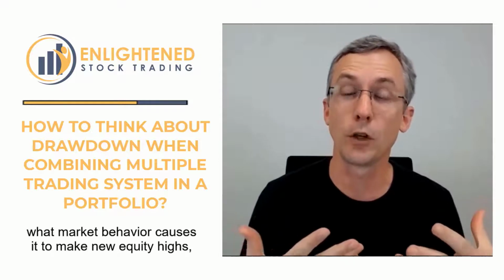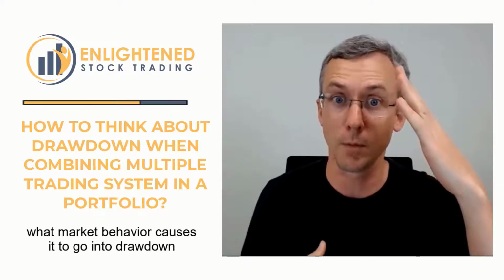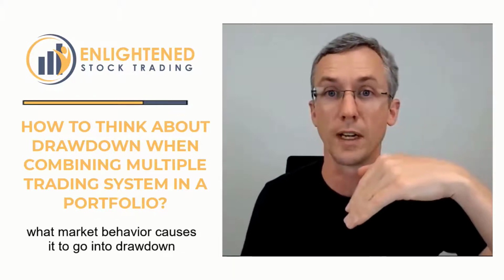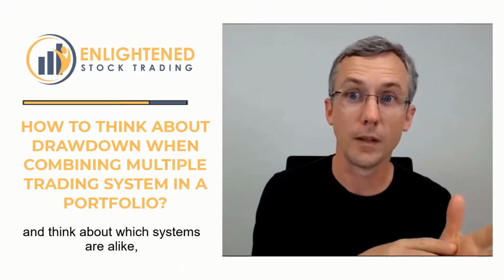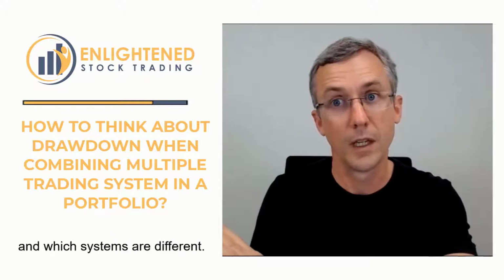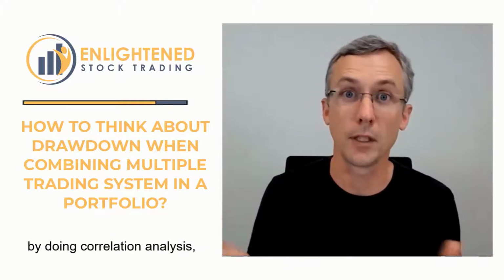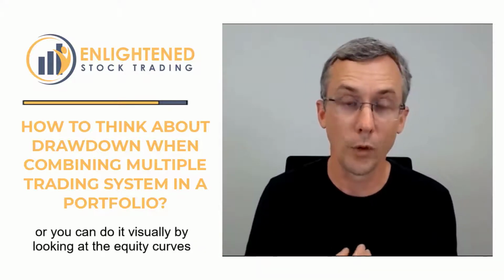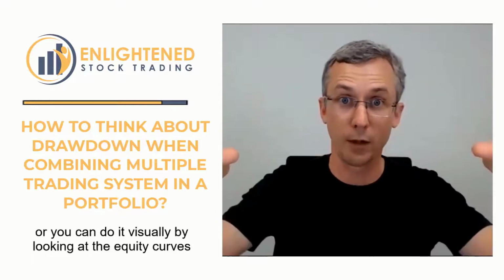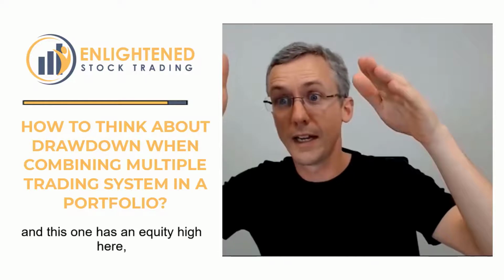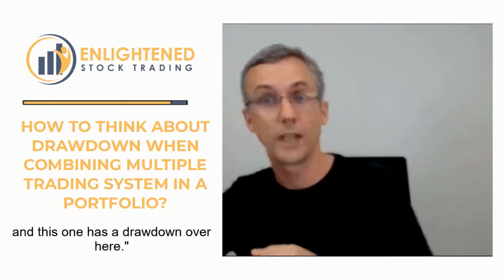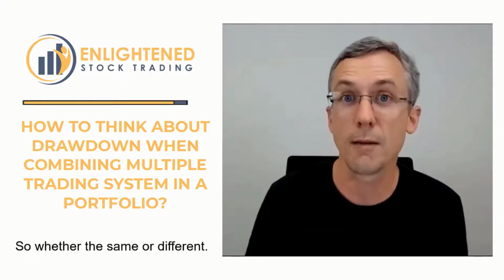What market behavior causes it to make new equity highs? What market behavior causes it to go into drawdown? And think about which systems are alike and which systems are different. You can do that analytically by doing correlation analysis, or you can do it visually by looking at the equity curves and say, okay, this one has an equity high here, and this one has a drawdown here, and this one has a drawdown over here. So whether they're the same or different.